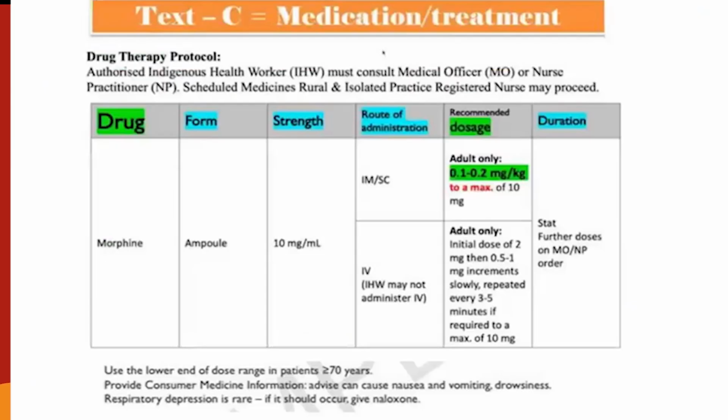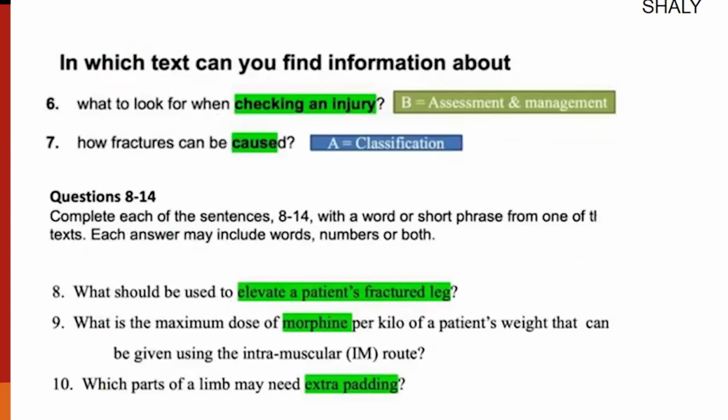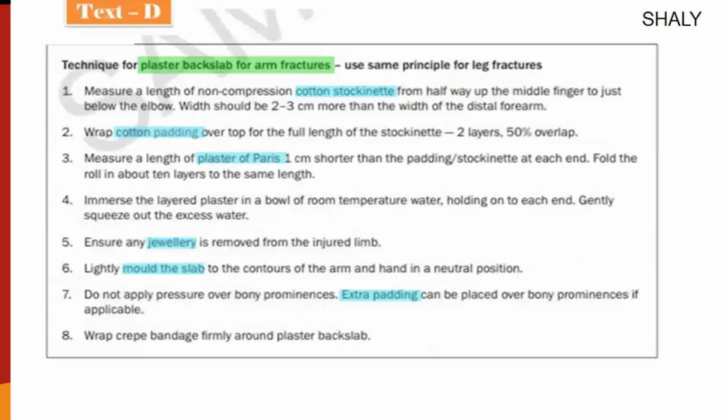Moving on, the next question. 10. Which parts of a limb may need extra padding? This answer is in text D. We can see in the last sentence in text C, extra padding can be placed over bony prominence. The answer is bony prominence. This way we can identify the reading part A answers.